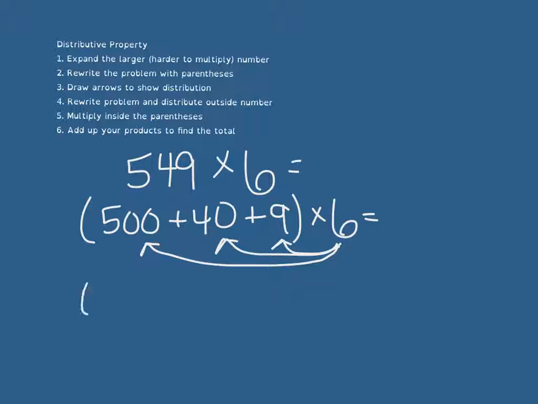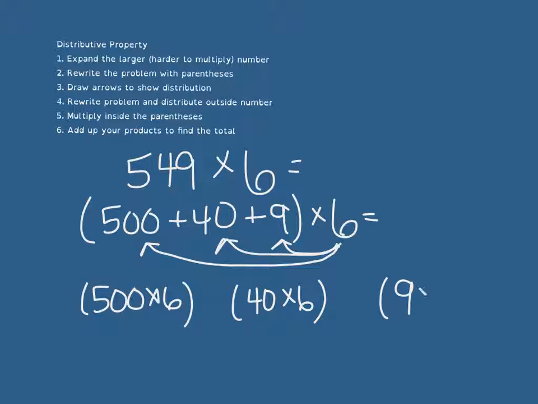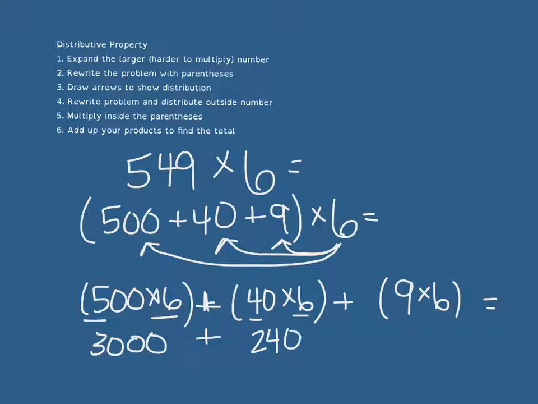So first I have 500 times 6, 40 times 6, and 9 times 6. I'm going to put addition signs in between each one. Then I'm going to multiply inside my parentheses. 5 times 6 is 30. I add my 2 zeros. 4 times 6 is 24, add 1 zero. And 9 times 6 is 54.